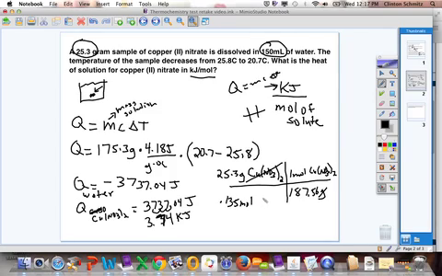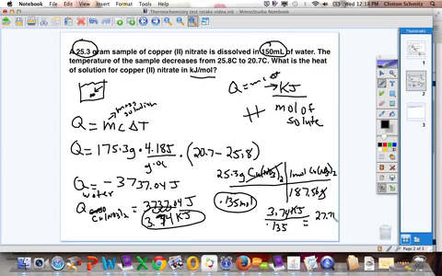Now we have our kilojoules and we have our moles. So what do we need to do at the end? We just take the kilojoules divided by the moles. We take 3.74 kilojoules and divide that by the moles, which is 0.135, and that ends up equaling 27.7 kilojoules per mole. That number is positive.